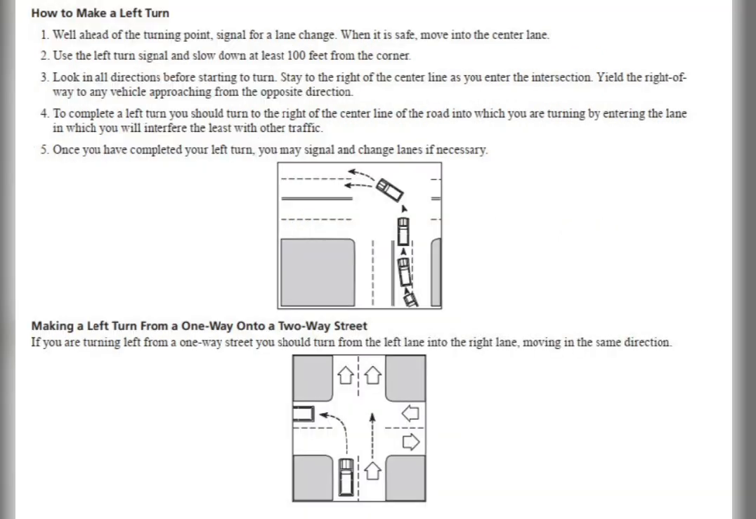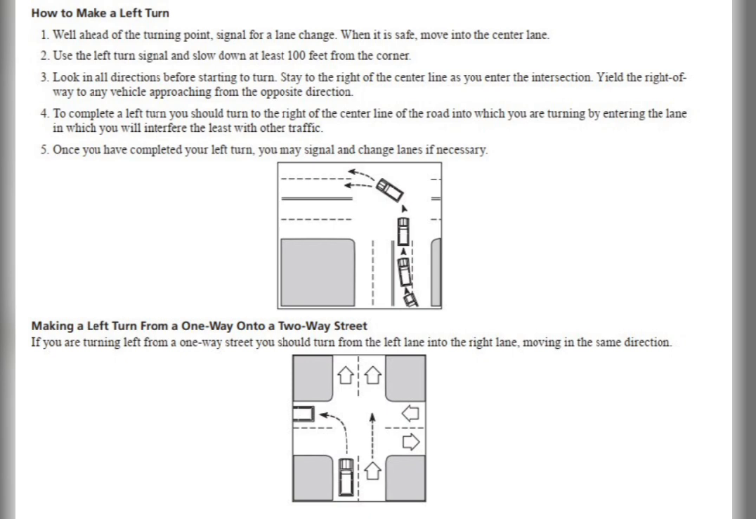Incorrect right turn. How to make a left turn. 1. Well ahead of the turning point, signal for a lane change. When it is safe, move into the center lane. 2. Use the left turn signal and slow down at least 100 feet from the corner. 3. Look in all directions before starting to turn. Stay to the right of the center line as you enter the intersection. Yield the right halfway to any vehicle approaching from the opposite direction.